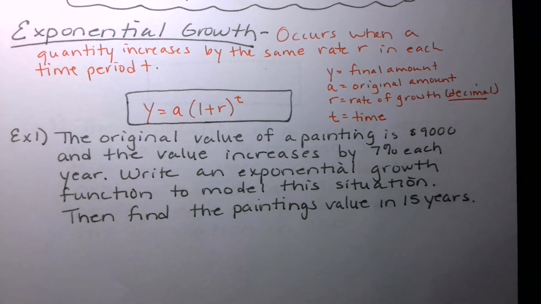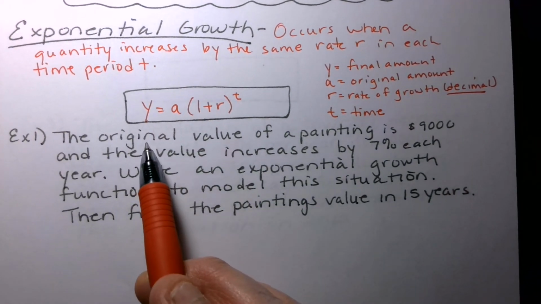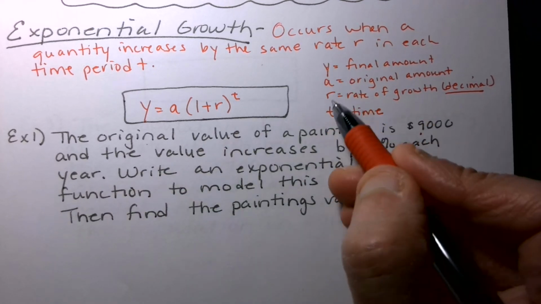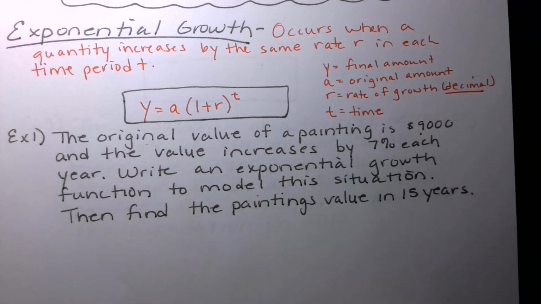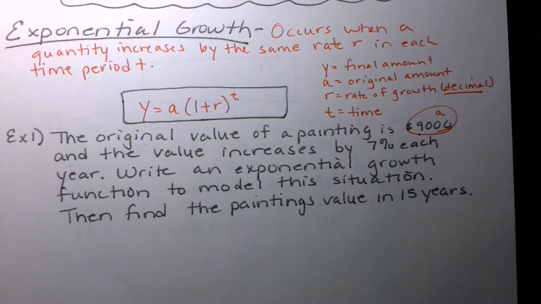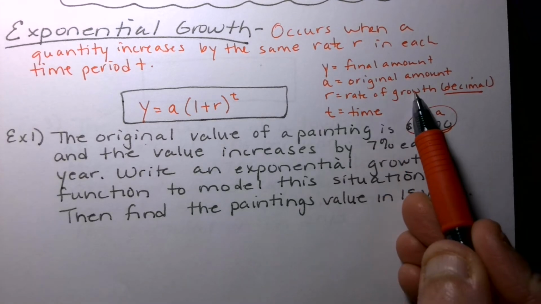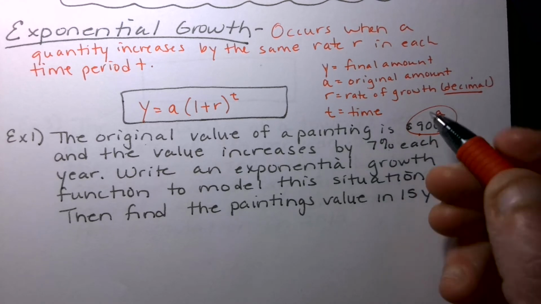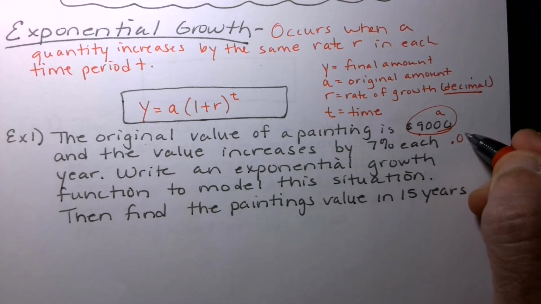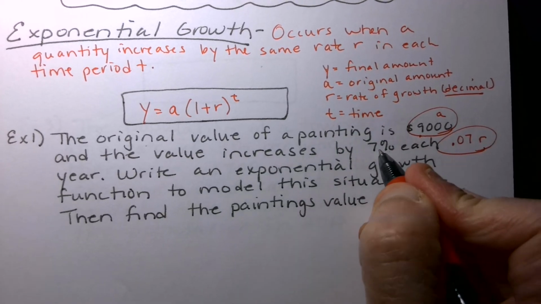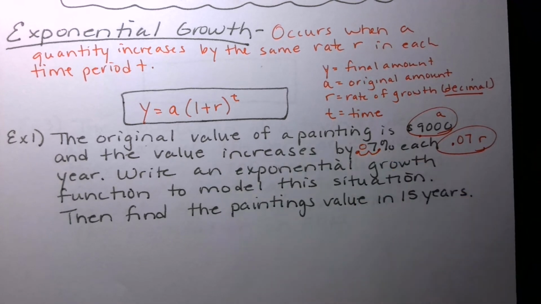Okay, so let's take a look at one. See these keywords: the original value of a painting is 9,000. Which one would that be here? The original value of the painting is 9,000. That's going to be your A. And the value increases by 7%. So that's the rate of growth, how much the value is growing. But it says to put it in a decimal, so I'm going to take this 7% and put that in a decimal. That is my R. Remember to change it, you just move it 2 spots to the left to get it into decimal.